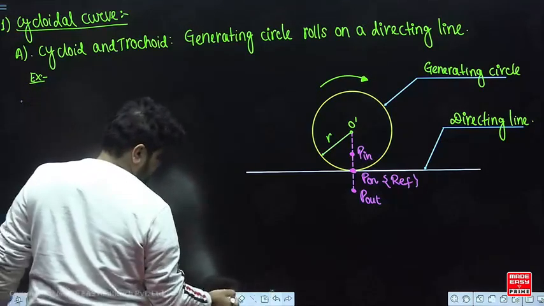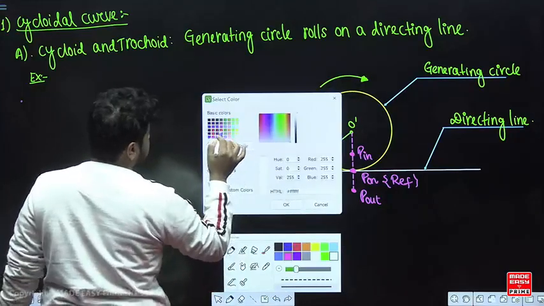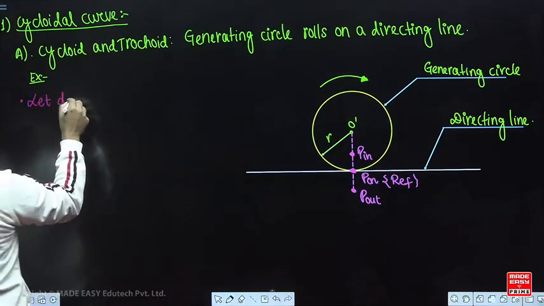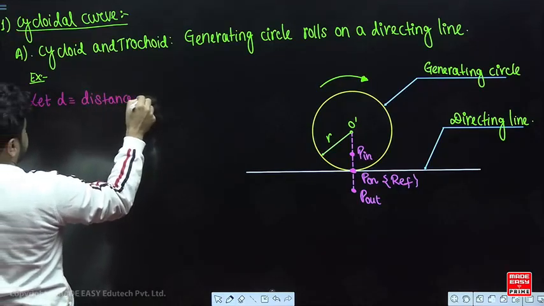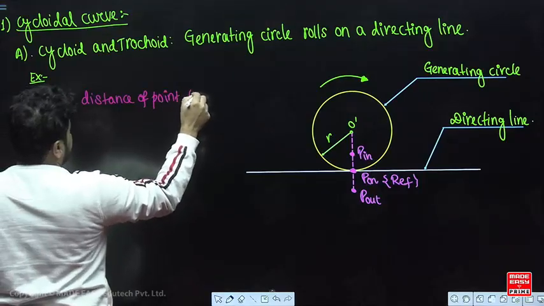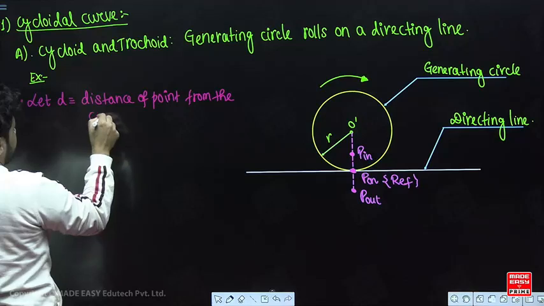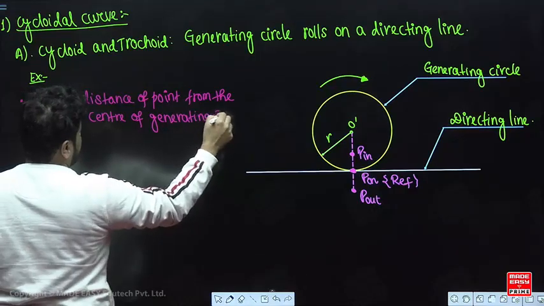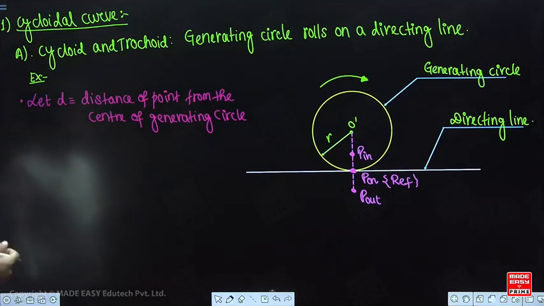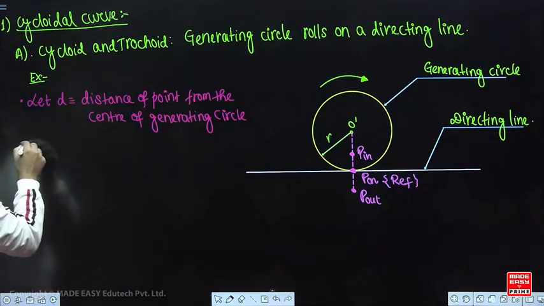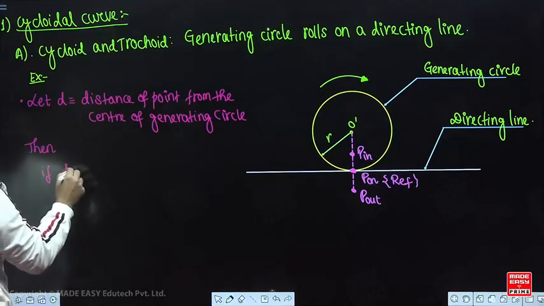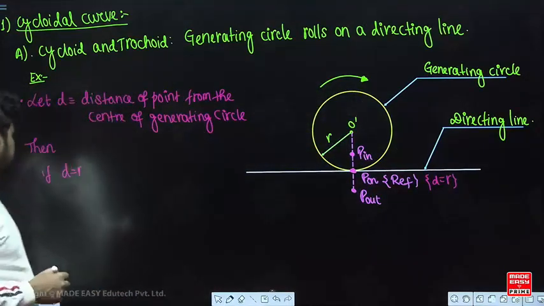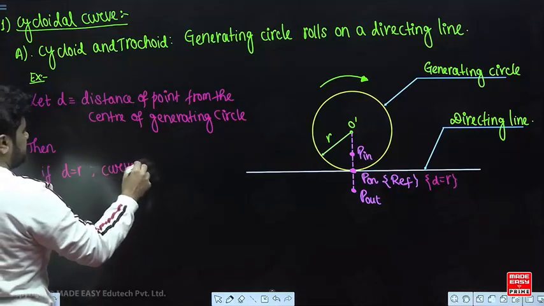So let D be the distance of the point from the center of the generating circle. Fine. If D is the distance of the point from the center of the generating circle, then if D is equal to R, so where is D equal to R? So this is your D equal to R, isn't it? This will be D equal to R. If D is equal to R, then the curve that is traced is called a cycloid.